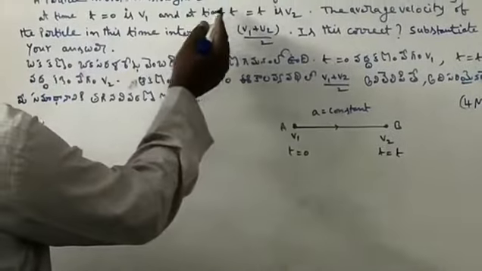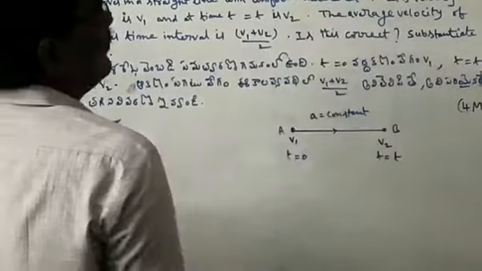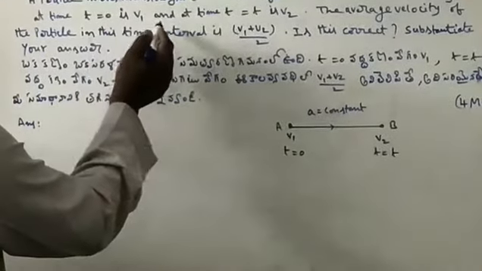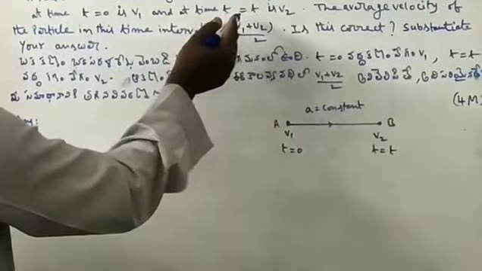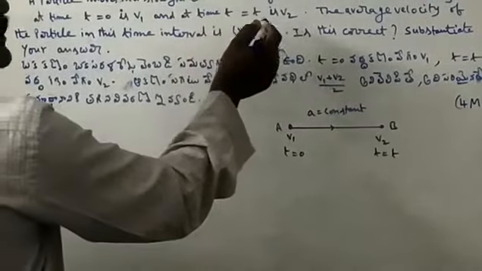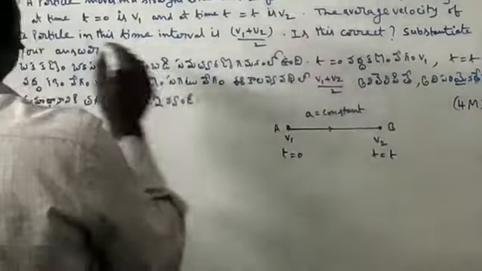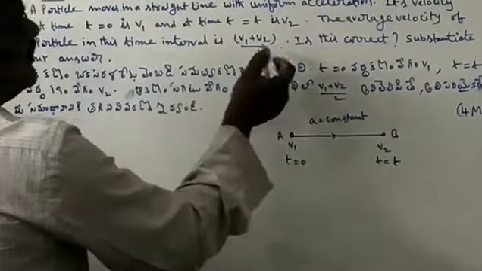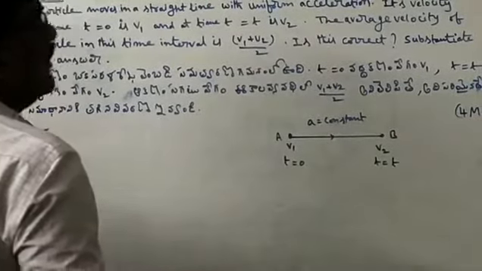A particle moves in a straight line with uniform acceleration. Its velocity at time t is equal to 0 is v1 and at time t is equal to t is v2. The average velocity of the particle in this time interval is (v1 plus v2) by 2. Is this correct?